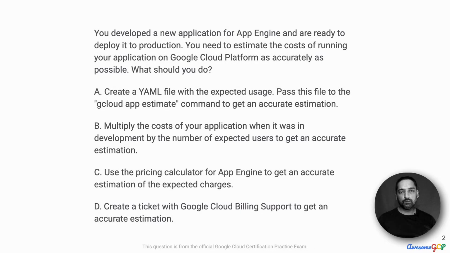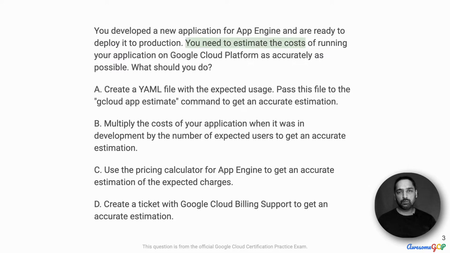In this scenario, you've developed a new application on App Engine and you're ready to deploy it to production. You need to estimate the cost of running your application on Google Cloud Platform as accurately as possible. Which of these four options should you choose?